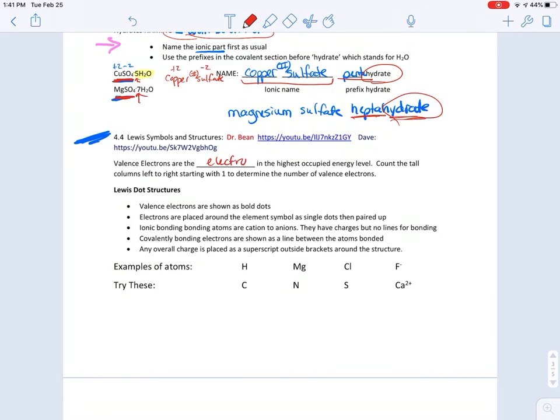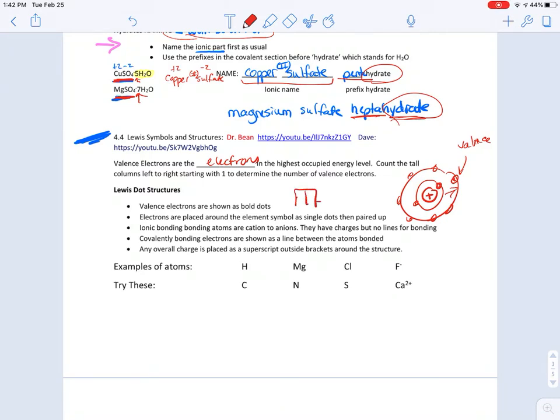So we talked about valence being the electrons in the highest occupied energy level. Like if this is your positive nucleus, you've got your electrons here, and you've got electrons out here. Well, the ones on the outside are the valence electrons, and they call it the highest occupied energy level because the further out you go, it's higher energy. But it just means the outermost electrons. They're the ones that do all the chemistry, all the sharing, all the transferring.